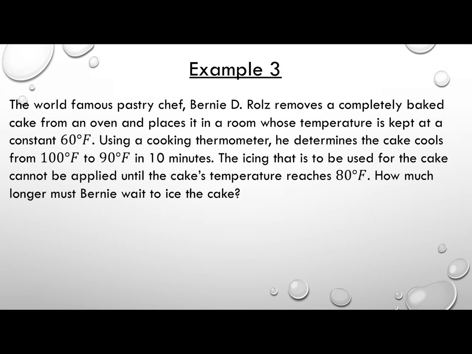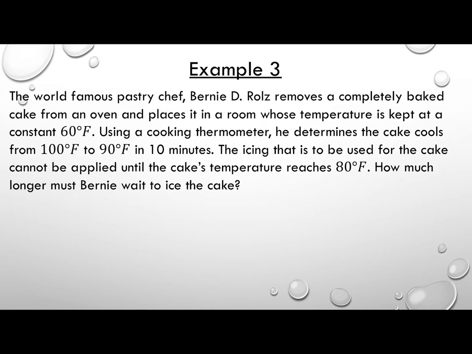That's going to be constantly changing. So that one we're going to leave as just t sub 0. So we have t sub 0 over dt is equal to k times t sub 0 minus, now we are told that the temperature of the room, so the temperature of the surrounding, is kept at a constant 60 degrees. So that one we actually will plug in.